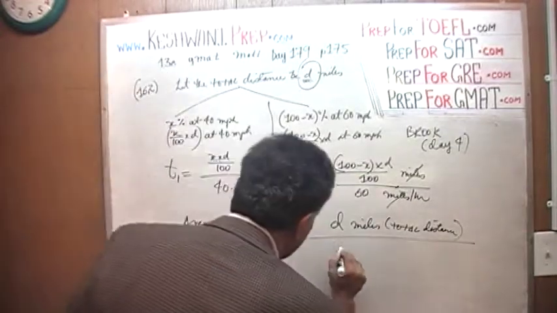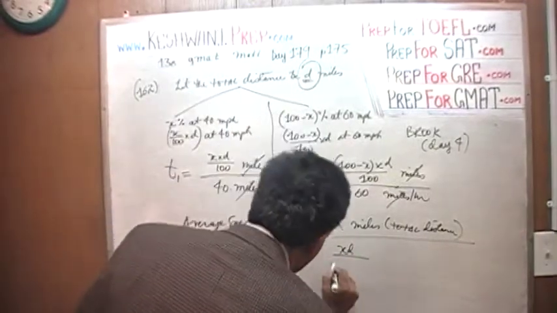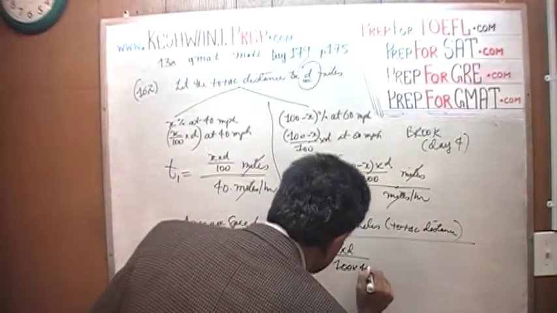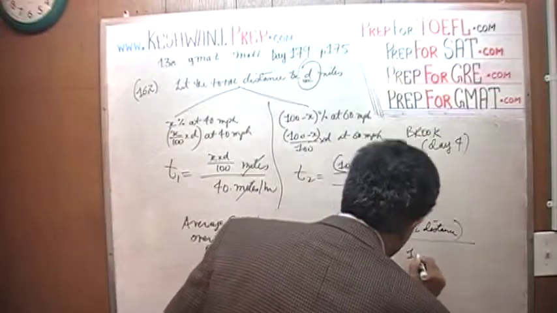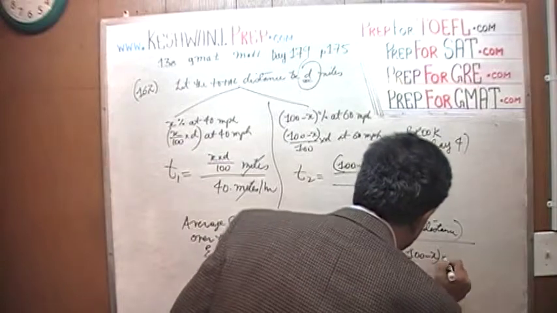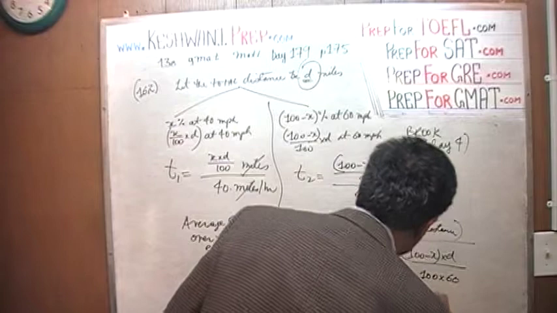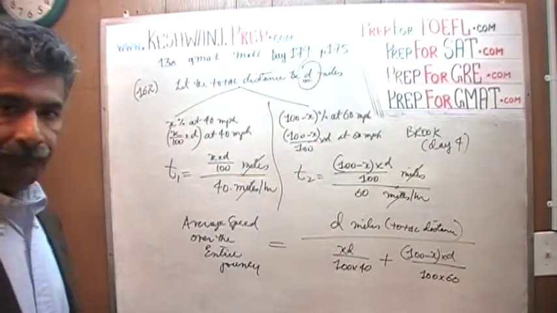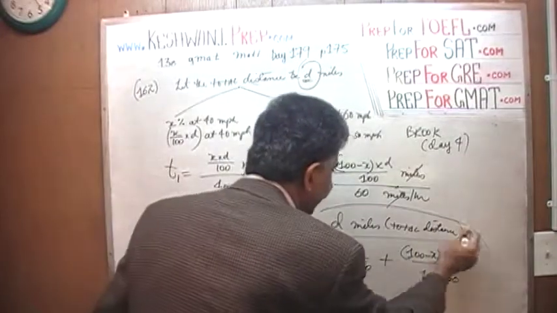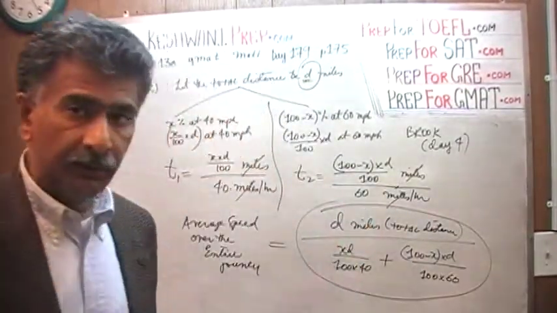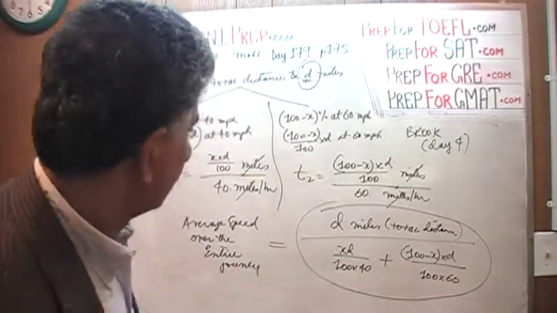x times d over 100 times 40, plus (100 minus x) times d over 100 times 60. That's it, we are done. All we have to do now is to manipulate this expression until it looks like one of the answer choices. But the hard part is done. So we're going to work on this one on the top.